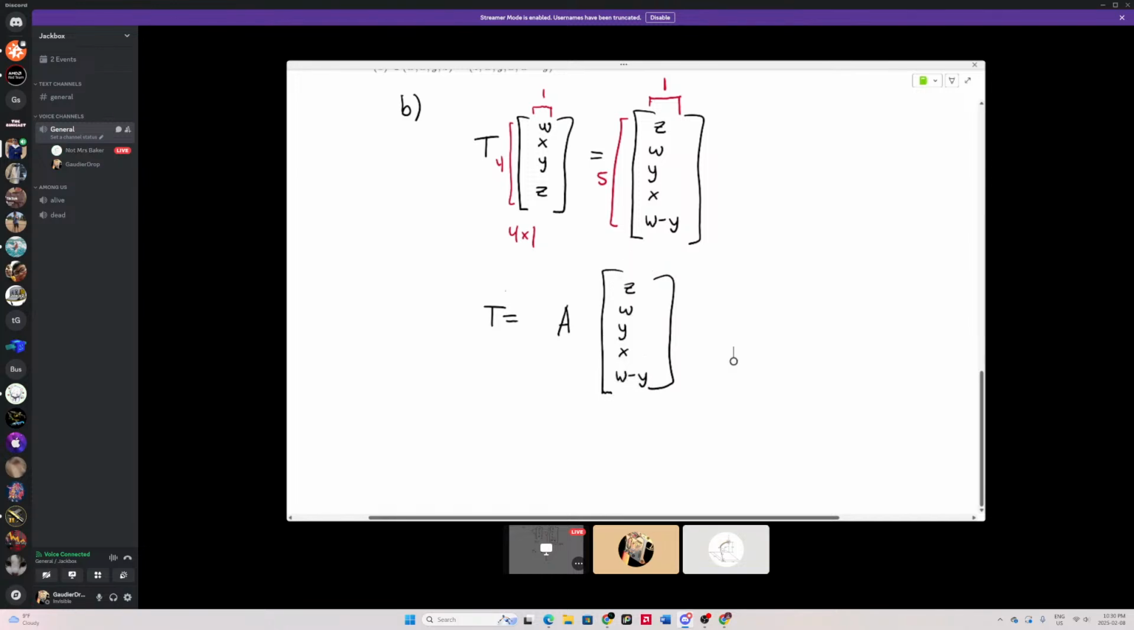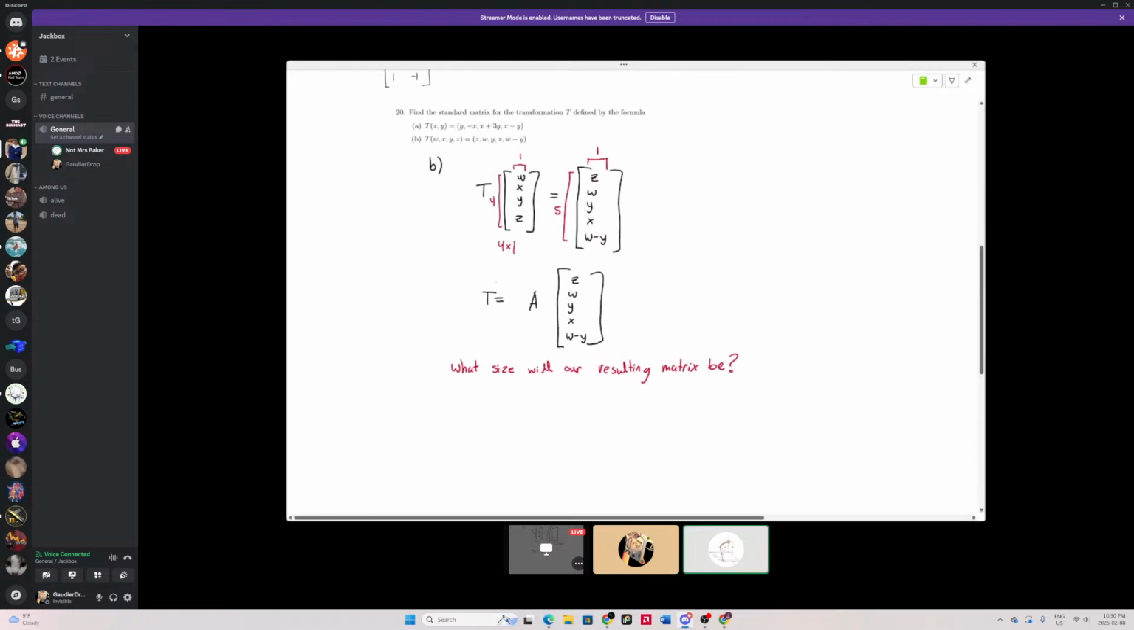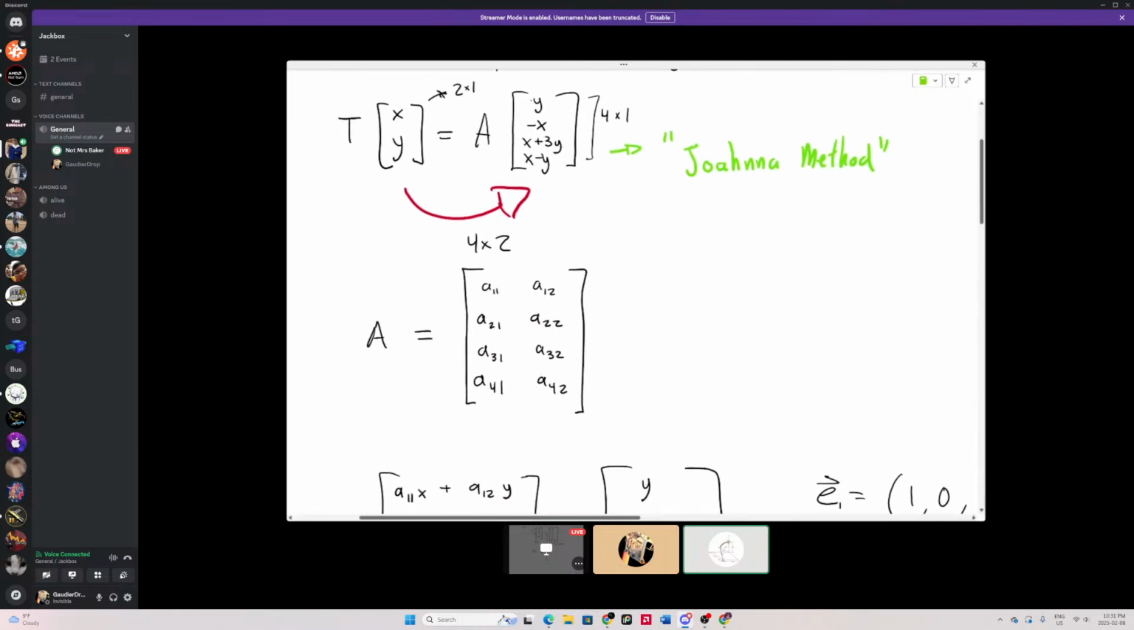Okay, we got this. So now the thing that we have to find is what size will our resulting matrix be? That's a tough one, but I think someone like BINI could do it instantly. But I think we should reflect on how we got a 4 by 2 matrix in this last question. I think the reason was because we had two terms here and four terms here. For a 4 by 2, you just take the 4 here and the 2 here, and you put them together.